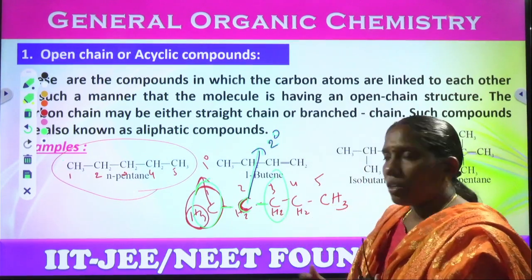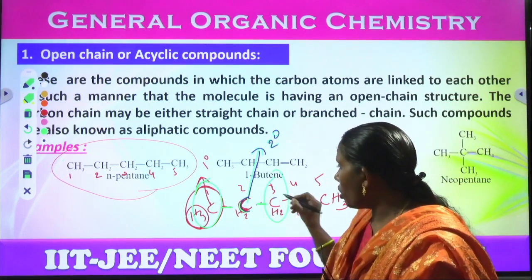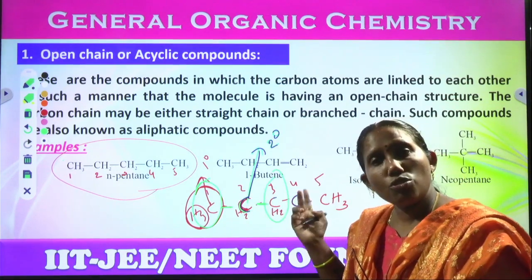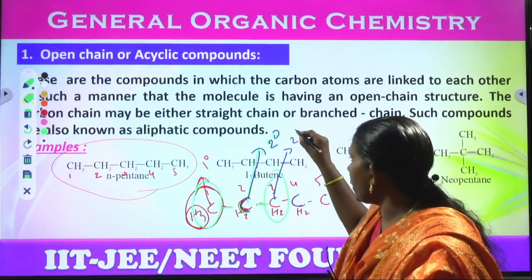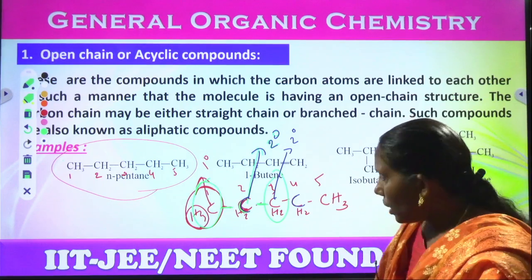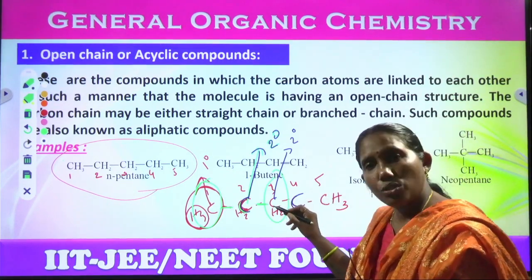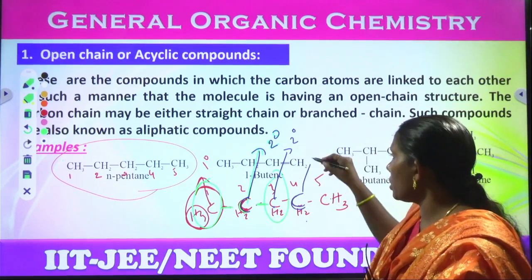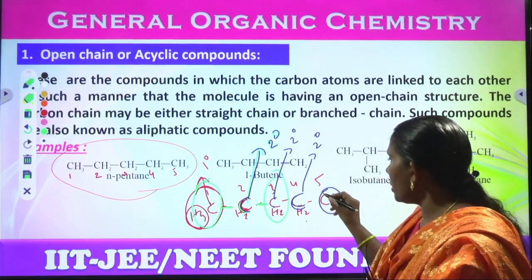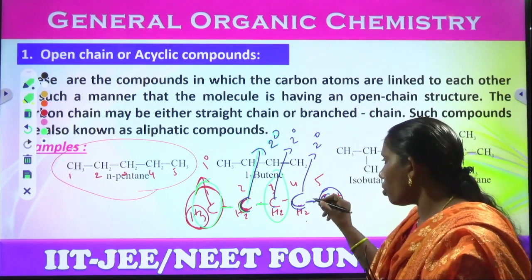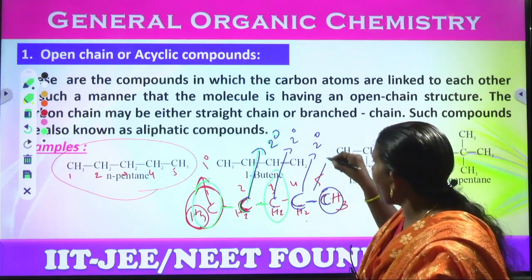Comes to the third carbon. The third carbon is attached to the C2 carbon and C4 carbon, meaning 2 carbons. So the third carbon is also secondary. Comes to the fourth carbon. This is CH2. This carbon is attached to 2 carbons, so this is also called secondary. Comes to the fifth carbon. This carbon is attached to only one carbon, the fourth carbon. So this is called primary.